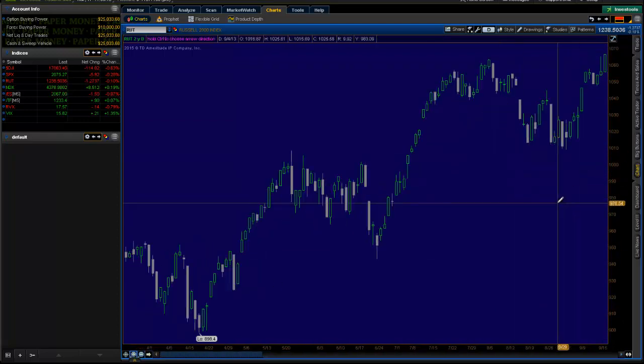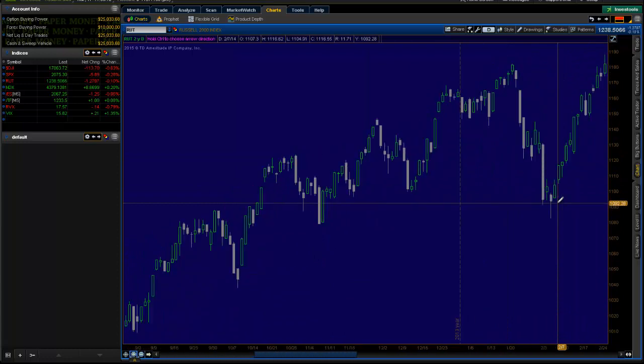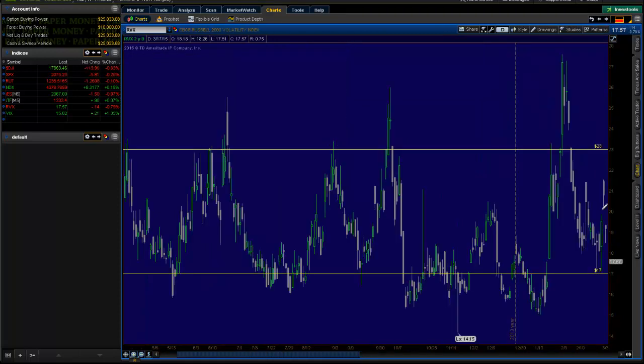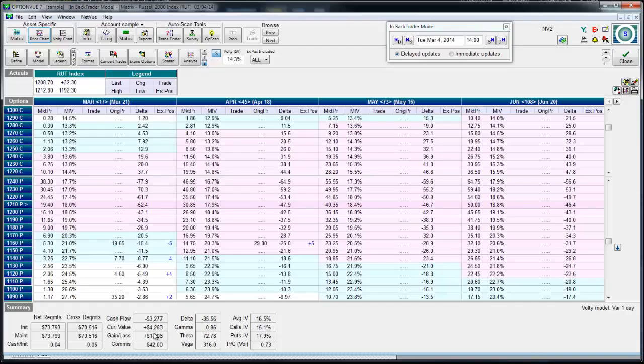Let's just zoom in a little bit here. So right here, you've got a gap open, and look at this 32-point move up, which caused this to drop and come down. So the move up in the price caused the volatility to move down, and yet we are still in a profitable trade.